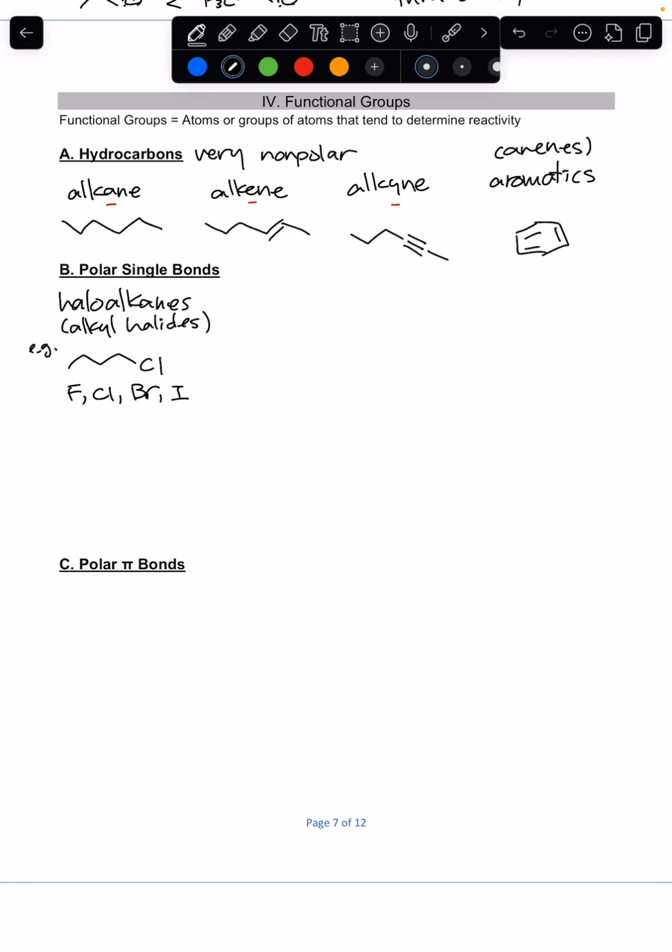Another example would be an alcohol. In organic chemistry, when we say alcohol, we don't necessarily mean the alcohol that you can drink. That is a molecule that has an alcohol functional group. So here's a non-drinkable alcohol, like you would die if you did, but this has an alcohol functional group. It just means it has an OH group attached to a carbon. That's an alcohol.